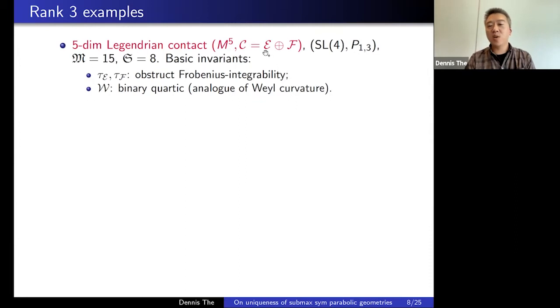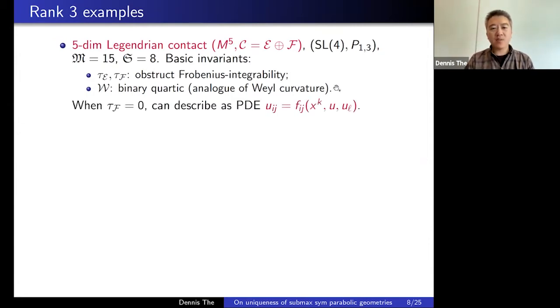Here, this splitting is into rank 2 subbundles, both of which are isotropic for a natural symplectic form on C. Okay, now these could be, a priori, integrable in the Frobenius sense or not. So 2 basic invariants are 2 torsions that obstruct the Frobenius integrability of either one of them. But then further beyond that, there's something called a binary quartic invariant, and I've written it as W. It's an analog of the Weyl curvature from conformal geometry. So submaximal symmetry dimension is 8, maximum is 15.